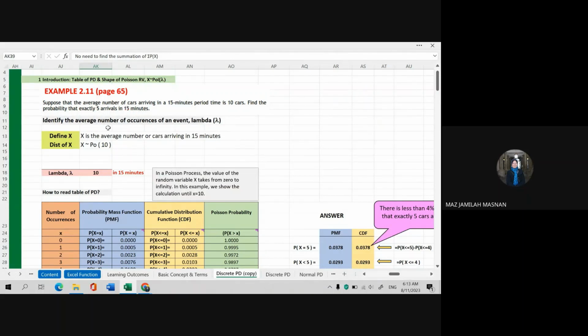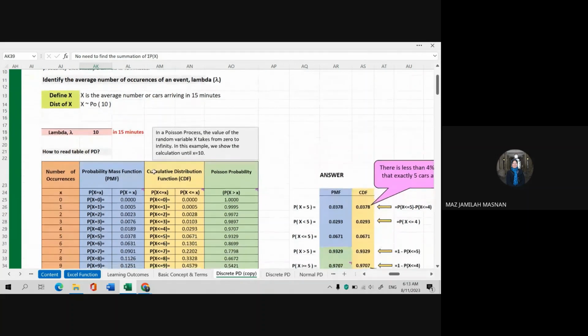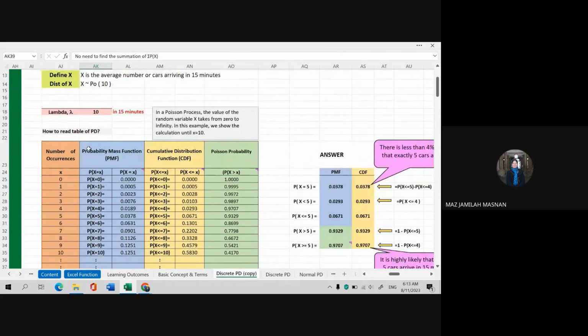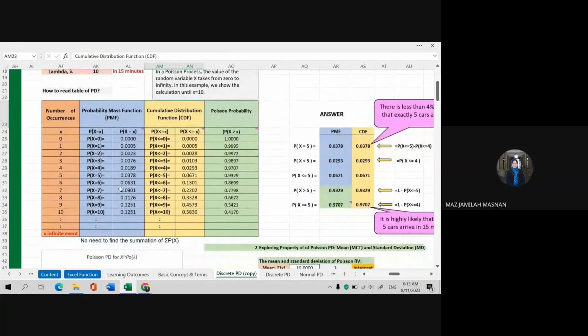So the question is given in terms of the given condition or the given space, that is 15 minutes. In order for you to answer this question, there will be three columns that you have to come up with. The first is the probability mass function, as what we have done in the binomial probability distribution. And the second would be the cumulative distribution function, CDF, the same as what we did in the binomial probability distribution.